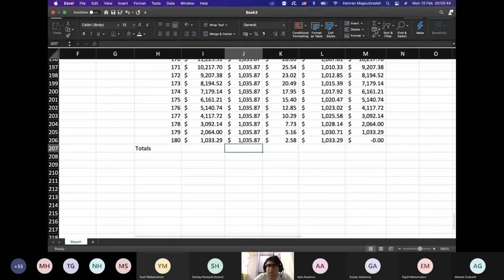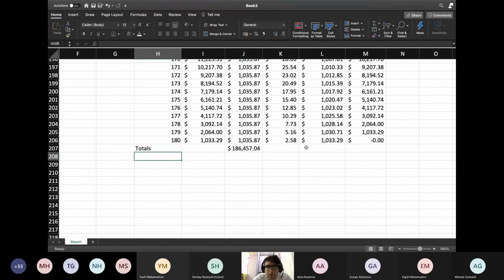Then totals. We have total PMT. This amount of money. Total interest payments and total principals should be our present value.